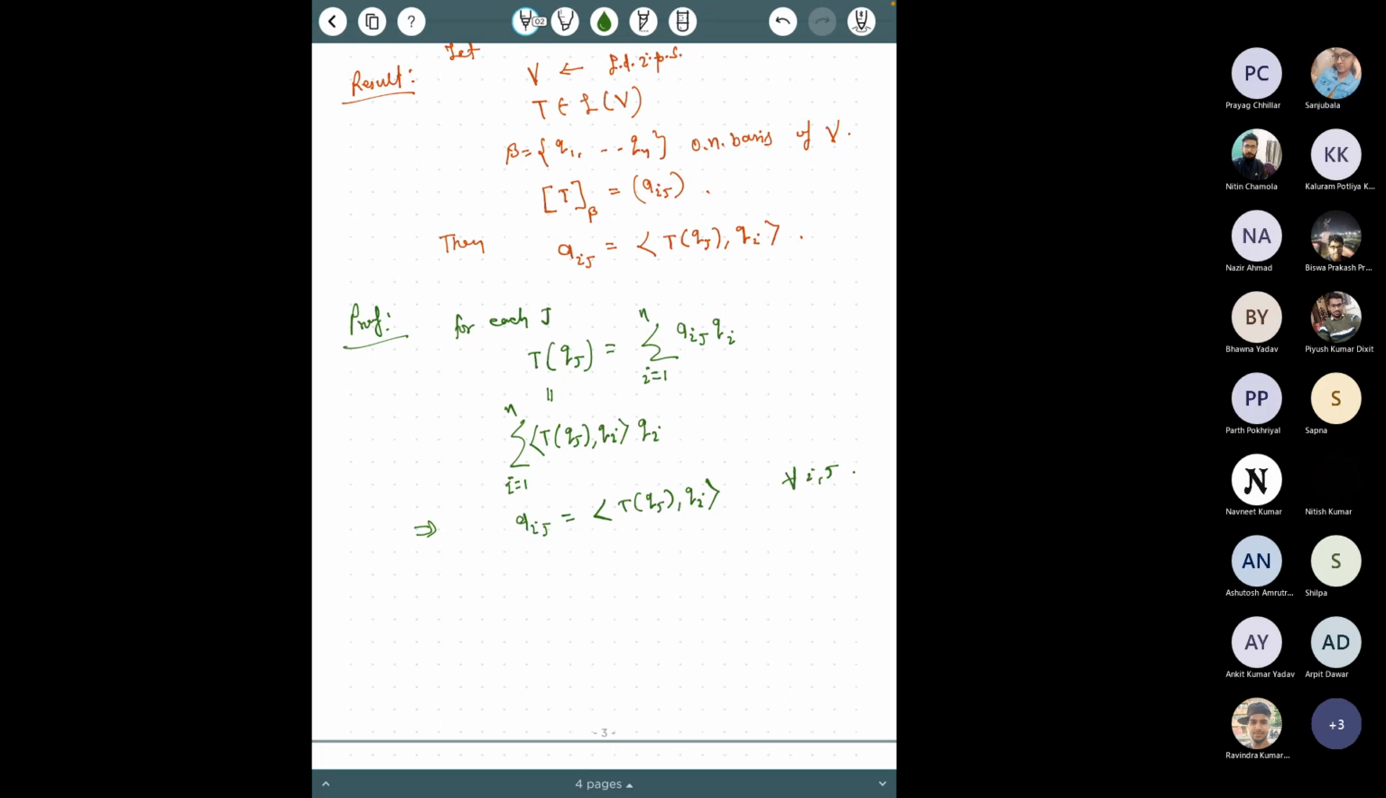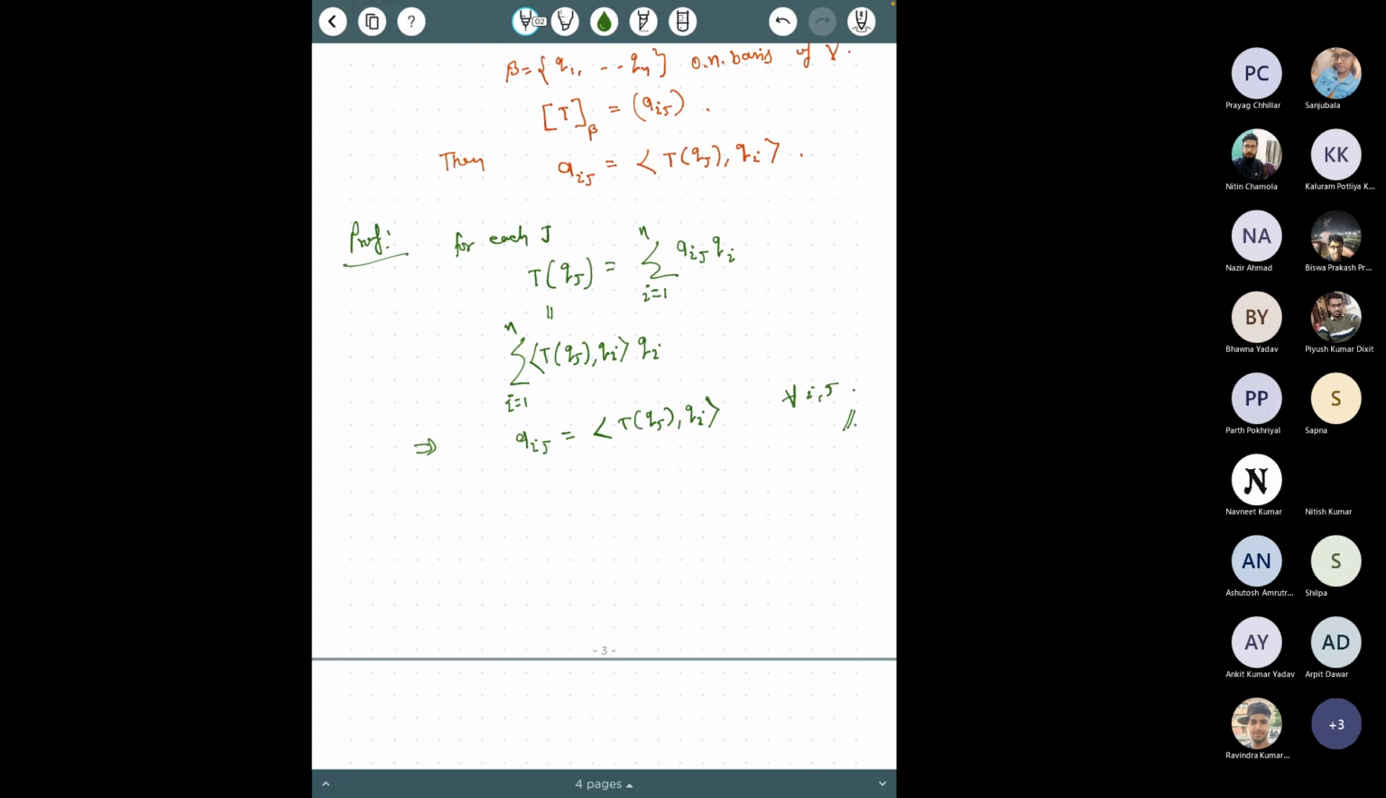Is it true? Yes. Why is this true? From here, how can you say this? Just give me justification that this implies this. Yes, you can take everything to one side. If I take this to this side, then it would be this quantity minus this one, summation for i equal to 1 to n. But then you know that Q1 to Qn form a basis, so they are linearly independent. Therefore, this implies that these coefficients are zero. That means Aij equals this, and this is true for all i and j. So if you are in an inner product space and you have an orthonormal basis, then you can immediately tell what the matrix entries are.